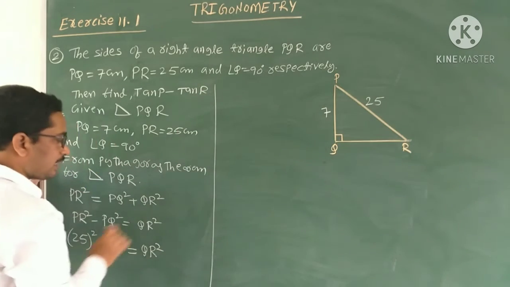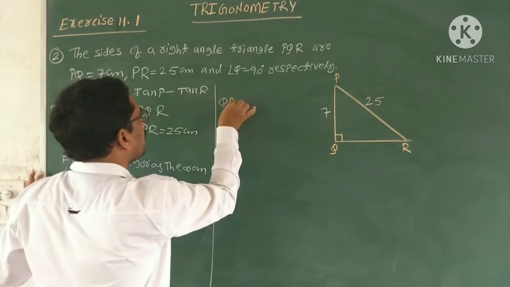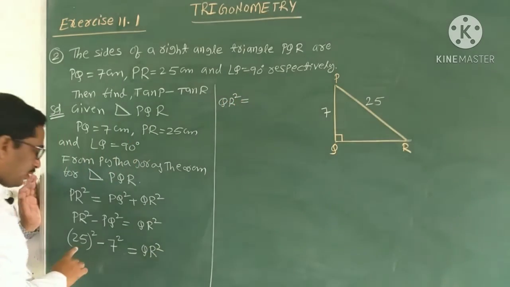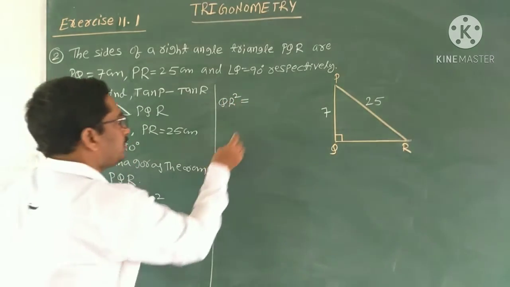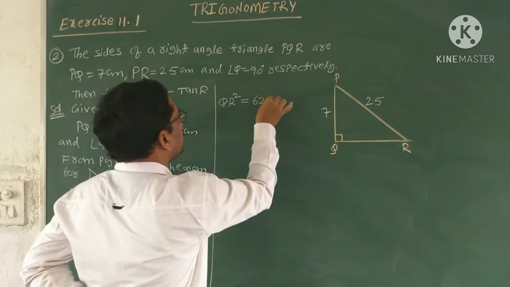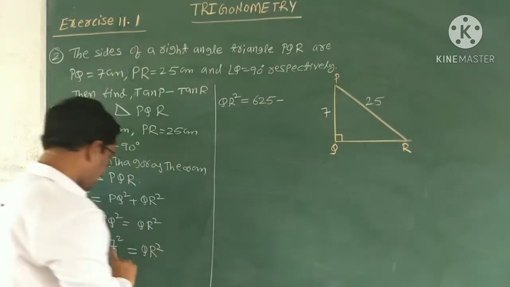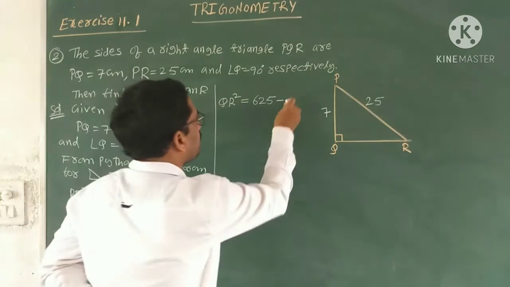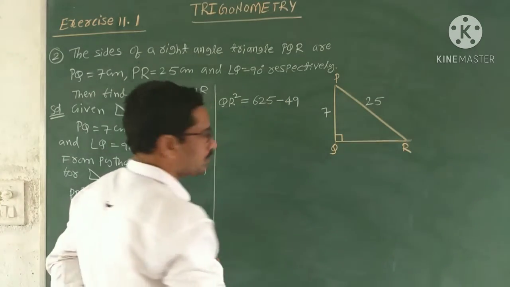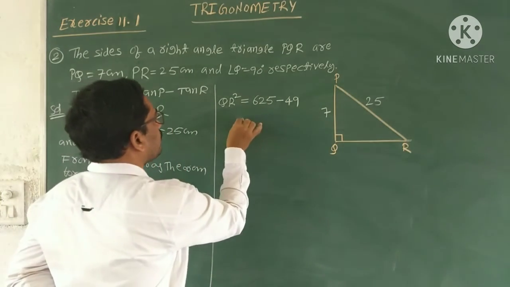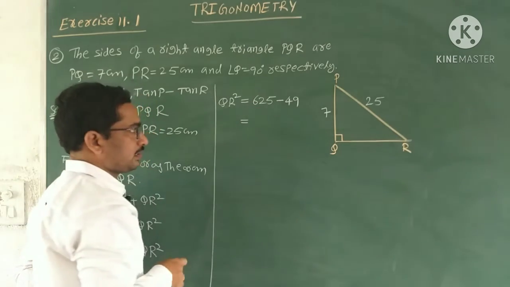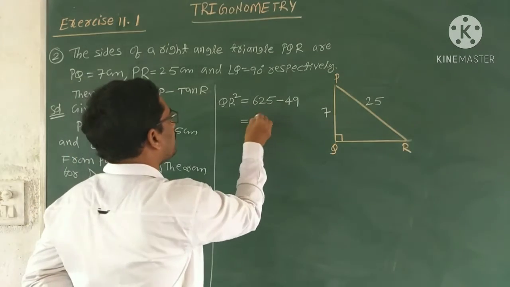So write QR square first. QR square equal to 25 square. 25 into 25, 625 minus 7 square. 7 square means 49. Now QR square equal to 625 minus 49 equal to 576.